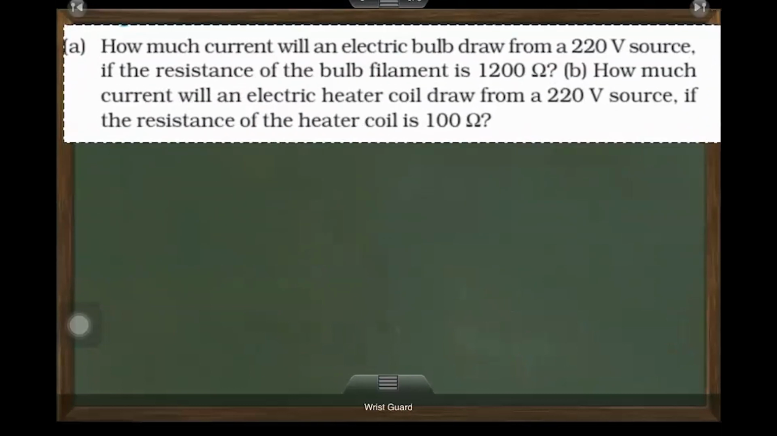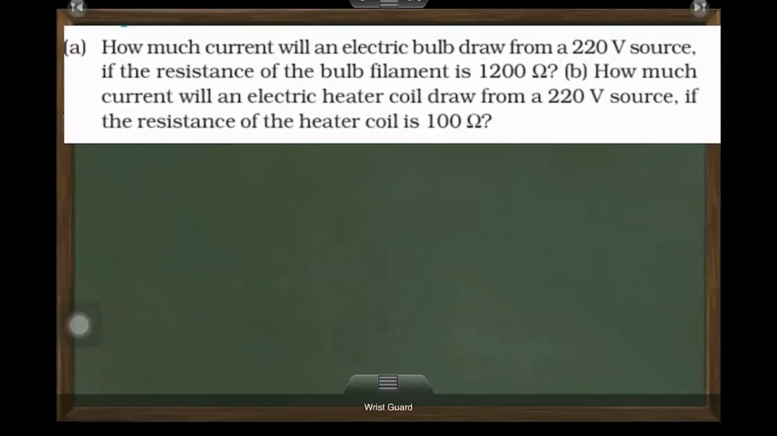This is the question we are going to solve. How much current will an electric bulb draw from a 220 volt source if the resistance of the bulb is 1200 ohm? So we have to find the electric current.